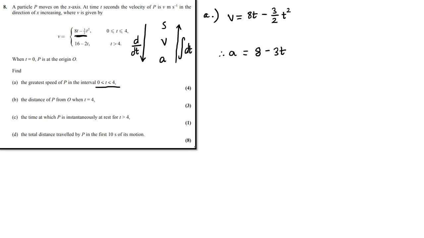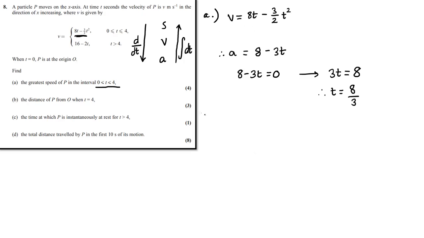Now, like we said, we set a equal to 0. That's where the acceleration is equal to 0. So I get a minus 3t is equal to 0. In that case, I get 3t equals a, and all we're doing here is just solving for t. Therefore, t is equal to a over 3. Now that we've got this value of t, all we need to do to find the greatest speed of P is substitute this back into v here.